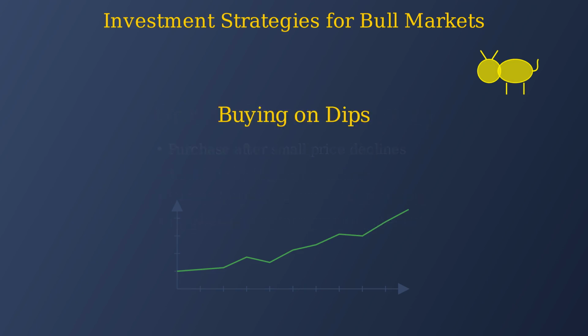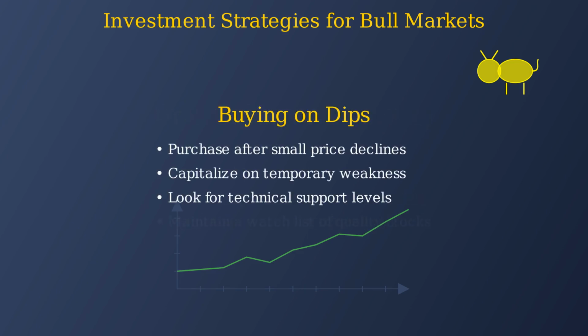Buying on dips involves purchasing stocks after small price declines. This strategy takes advantage of temporary weakness in otherwise strong stocks, allowing investors to enter positions at better prices.